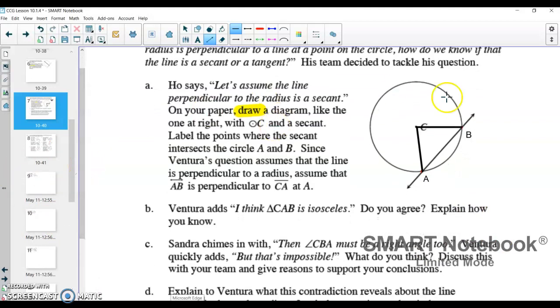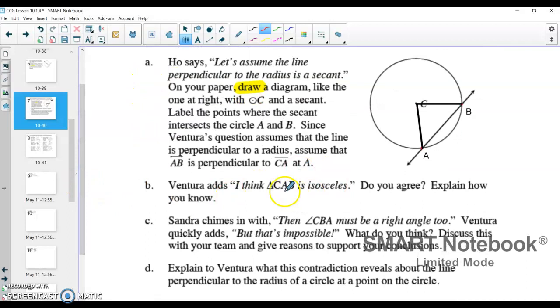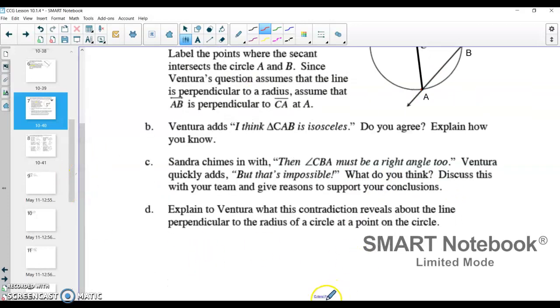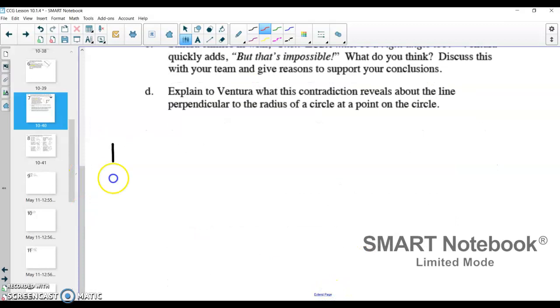And so that was all of part A, just to make this triangle here. And then Ventura says, after we've made this, part A is now officially done, we move to part B. Ventura adds, I think that CAB, the triangle here, is isosceles. Do you agree with it? For me, I'm going to say, yes, I do agree. And maybe you can think of a reason why you believe this is isosceles as well.